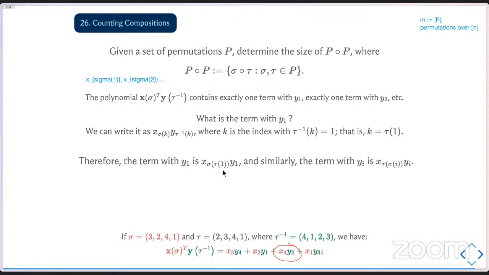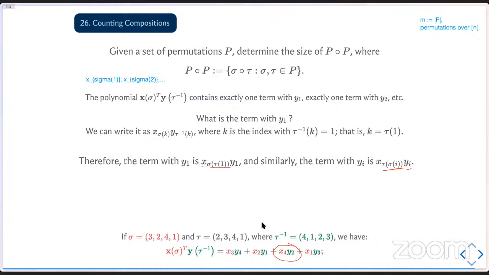So the term with y1 is x sub sigma of tau of 1. Is this clear? Because then this hopefully establishes some intuition for what all this vectorization has to do with compositions. And in general, if you have yi, the x partner sitting there is tau of sigma of i. So give me a +1 if the slide so far makes sense. Okay, thank you. If anybody wants me to repeat anything, let me know.